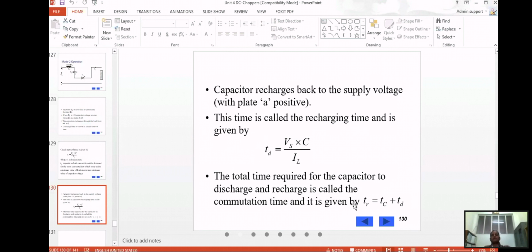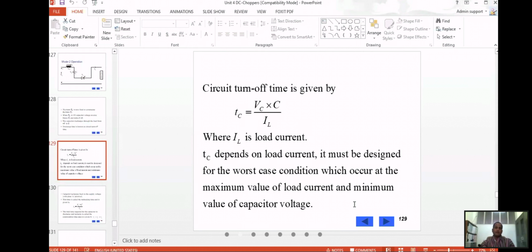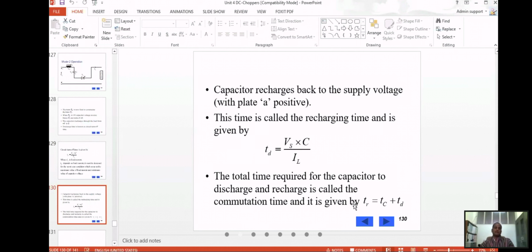Then the capacitor recharges back to the supply voltage. Once it discharges and T1 stops conducting after commutation, the capacitor has to recharge with plate A positive. So the capacitor is recharged back. This is known as the recharging time, meaning the discharging and recharging time.